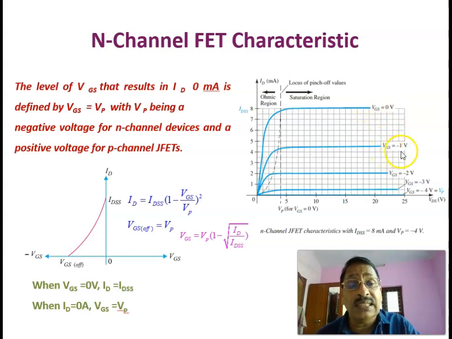Now, if you change VGS, say from 0, I told you, always gate to source voltage should be negative in the case of N channel because it's a reverse biasing. If you are applying a minus 1 volt here, it will be saturating. The current is getting saturated before this one. The corresponding current is less than this one. That is given by this equation: ID equal to IDSS into 1 minus VGS divided by VP whole square.